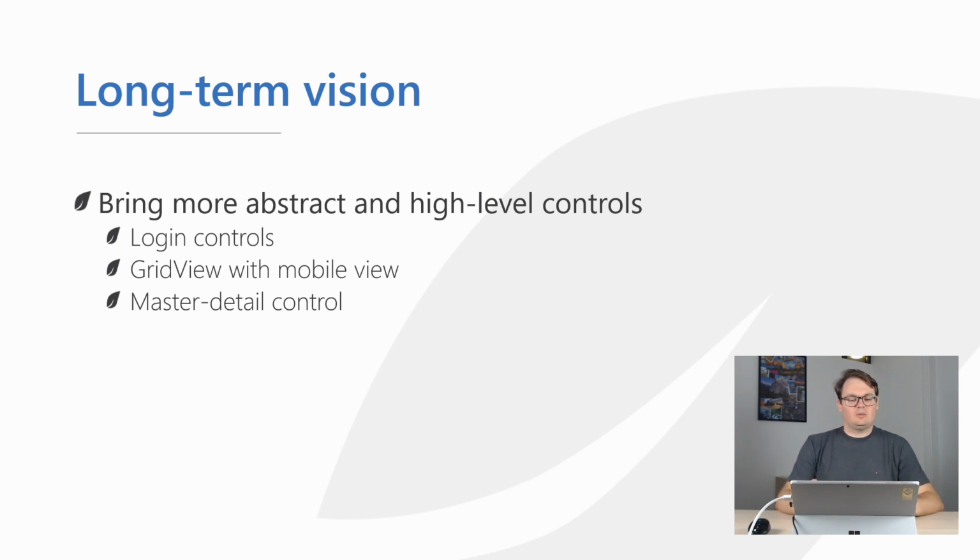We are thinking about providing, for example, a special version of grid view that would render something else than a table on mobile, on small screens. So basically it could be a combination of grid view and repeater, and you would just configure which columns are very important so they would display also on the mobile devices, and which columns should be displayed only if there is enough space on the screen. So there is a lot of things.